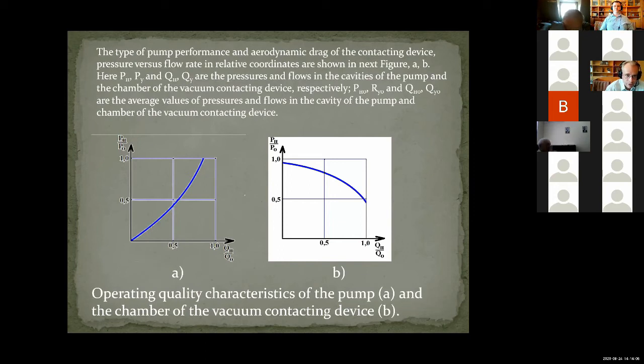Pressure versus flow rate in relative coordinates are shown in the next figure, A and B. Here, PH and QH are pressure and flows in the cavities of the pump and the chamber of the vacuum contact devices, respectively, and PHO and QHO are the average values of pressure and flows in the cavity of the pump and the chamber of vacuum contact devices.